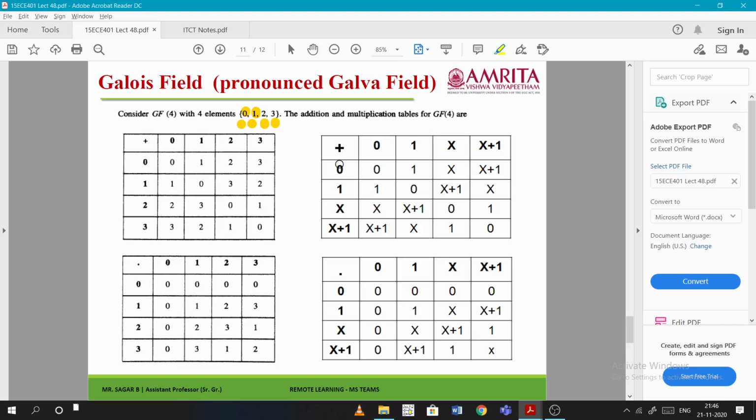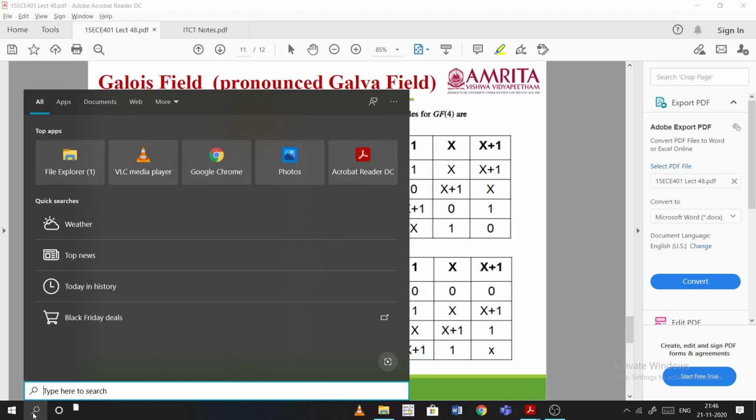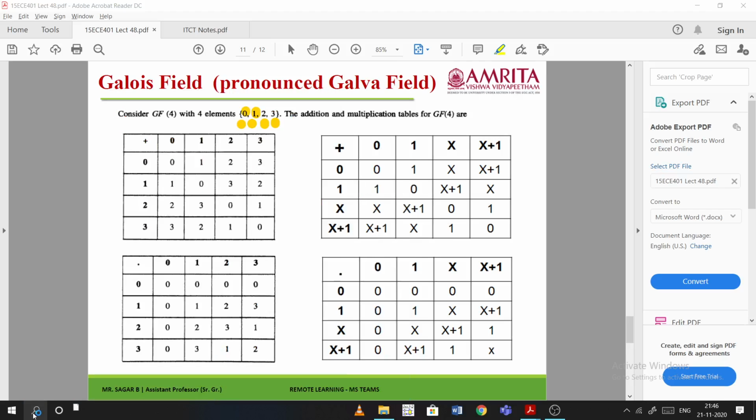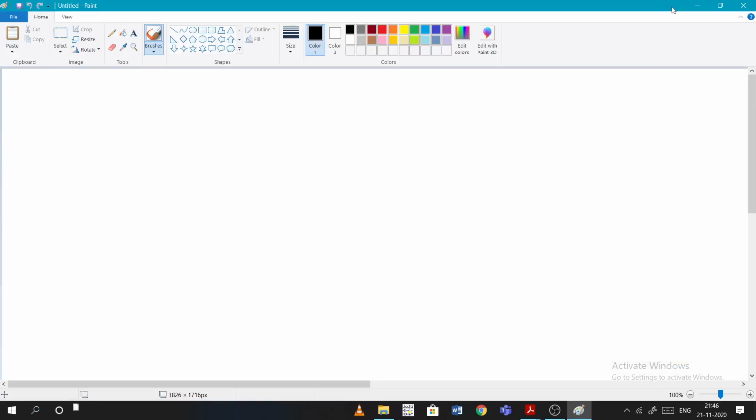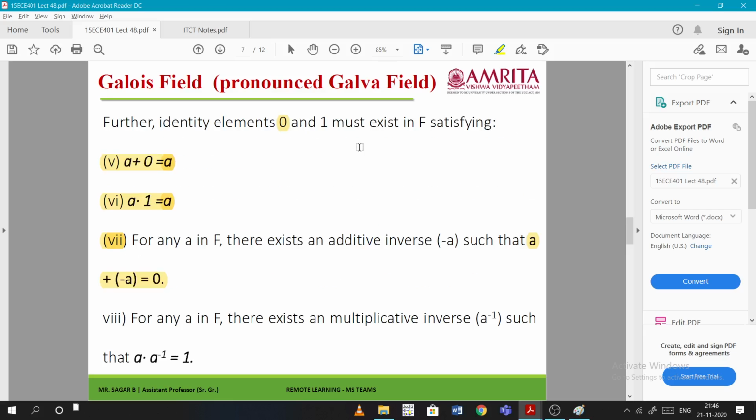So basically 0 plus 0 is 0, 0 XOR 1 is 1, 0 XOR x is x, and 0 plus x plus 1 is x plus 1. Same for 1 plus 0 is 1, 1 plus 1, XOR, is 0, 1 plus x is x plus 1, 1 plus x plus 1 is actually x. How we got x we will see when we get to this topic. Okay, I think I explained it.